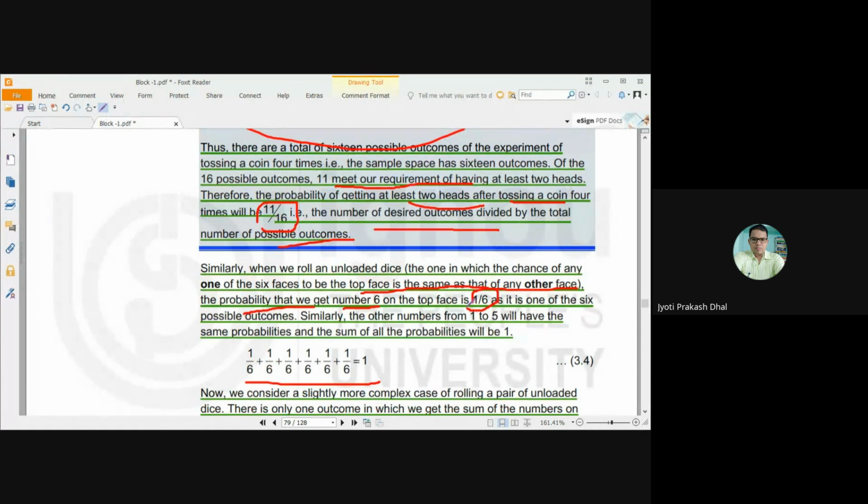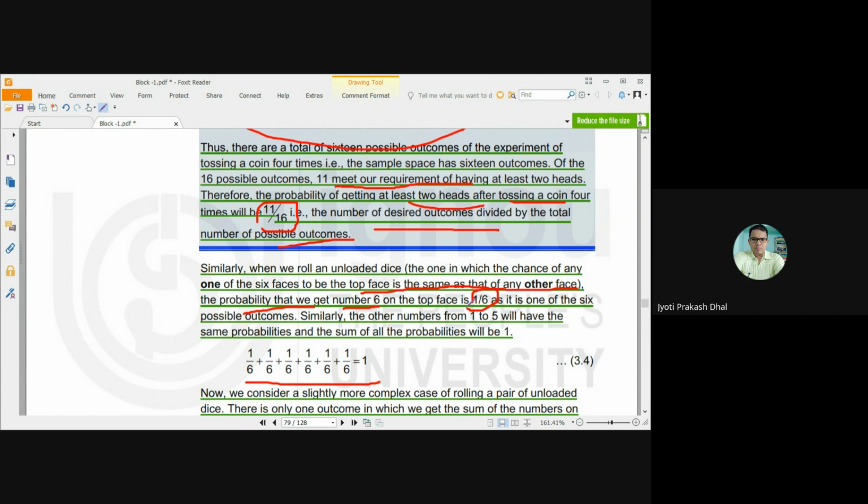The faces contribute 1, 2, 3, 4, 5, 6. Out of the 6 numbers, in one face you will find one dot, in another face you will find two dots, in another face you will find three dots, and likewise in the last face you will find six dots. Here if we roll that dice, and our requirement is to calculate the possibility of number 6, the possibility to get number 6.